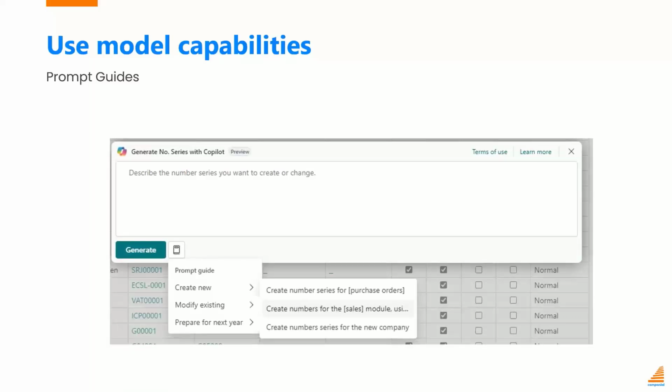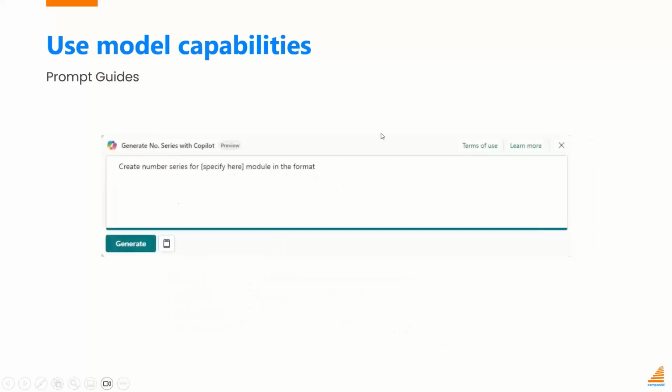If you know that your feature works best for creating new number series or for modifying existing number series, add those prompt guides. And when the user selects these templates, they will get pasted into the window where they can then modify them, add additional information, but they will have a much better starting point how they can use your great prompt in a great way.